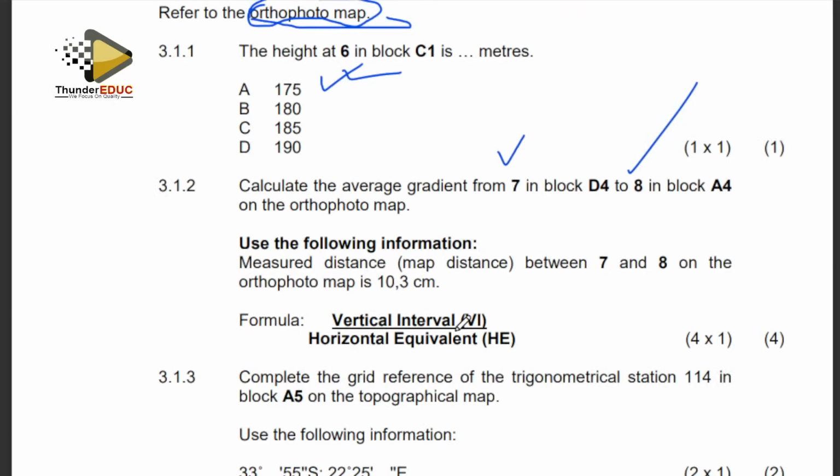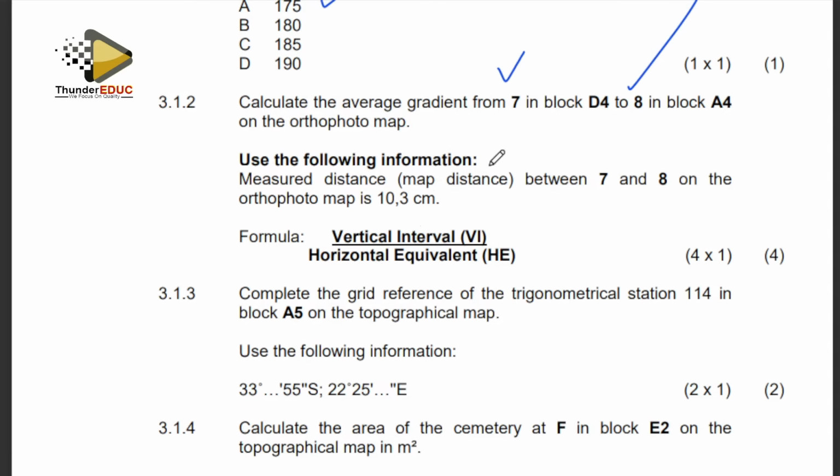They have given us the formula. The good thing, because we cannot see properly, they have assisted us. They gave us the distance. So they said the measured distance between 7 and 8 is 10,3 centimeters. So they have given us the distance, which is the HE. But they haven't given us the height. So let us look for the height.